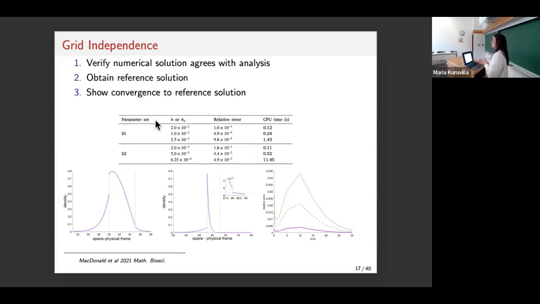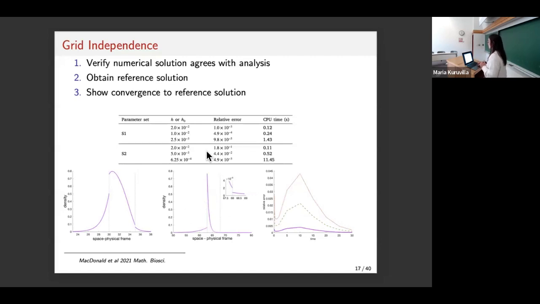Additionally, we want to make sure that the method is convergent. We don't have an exact solution to look at, so we can obtain a reference solution. You do that by taking a fine grid and simulating over the fine grid, and then you show convergence to the reference solution. So here are 2 different parameter sets, S1 and S2. You saw them previously. 2 different profiles, one being a simpler profile where gradients are a lot easier, and the gradient is pretty severe over here.